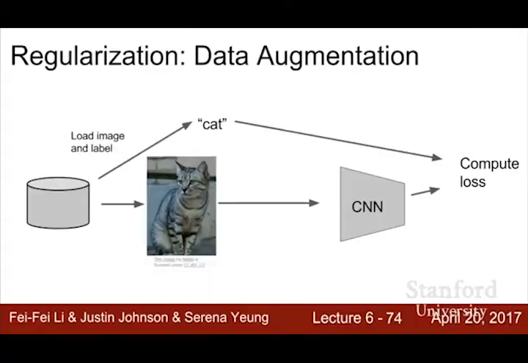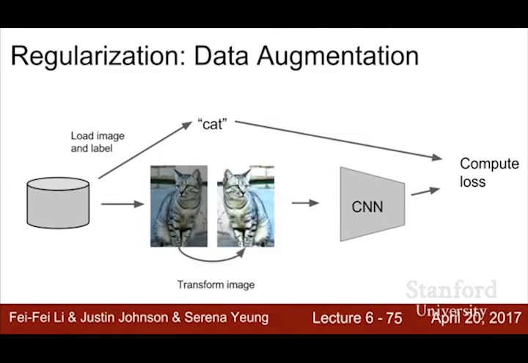Another strategy that fits in this paradigm is the idea of data augmentation. During training, in a vanilla version, we have our data and our label, and we use it to update our CNN at each time step. But instead, what we can do is randomly transform the image in some way during training such that the label is preserved. And now we train on these random transformations of the image rather than the original images.